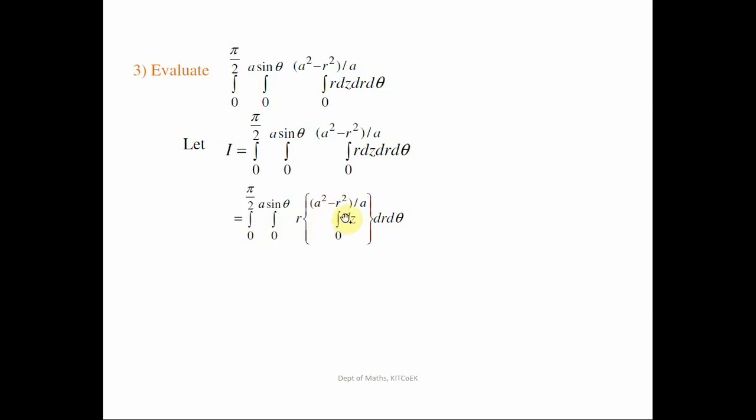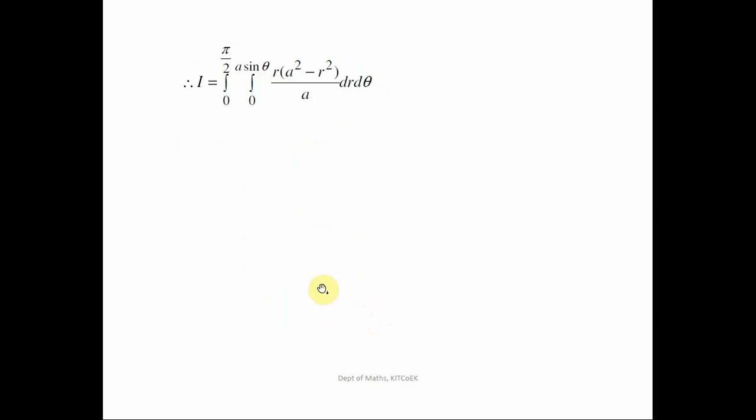So evaluate this bracketed integral first, in which the integrand is simply 1. Its integration with respect to z is z, and the limits are 0 to a square minus r square by a. Put the limiting values. If we put the upper limit, z is replaced by a square minus r square by a, and then minus the lower limit 0. So the simplification of this bracket after putting the limiting values is r into a square minus r square by a. And now the problem of triple integration is reduced to the problem of double integration.